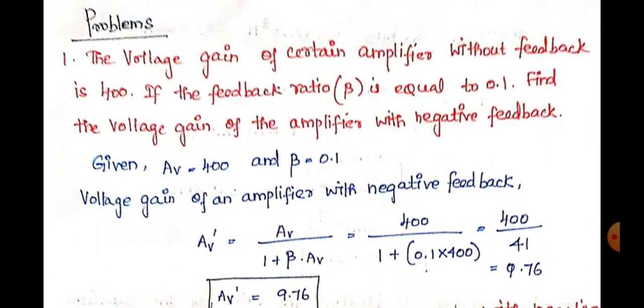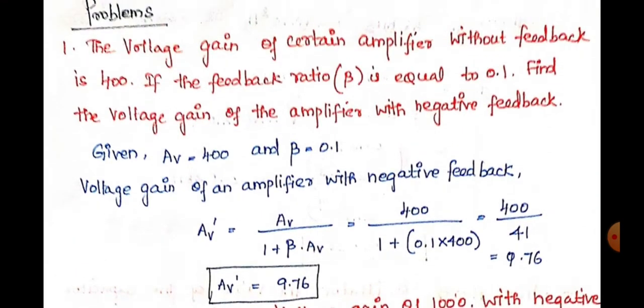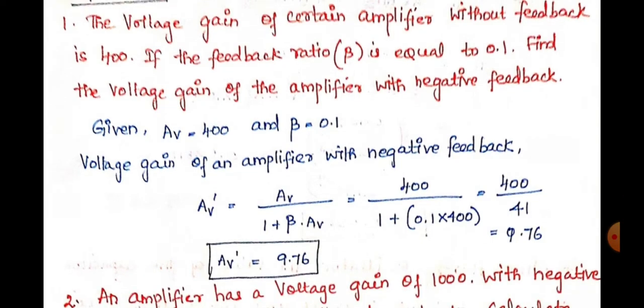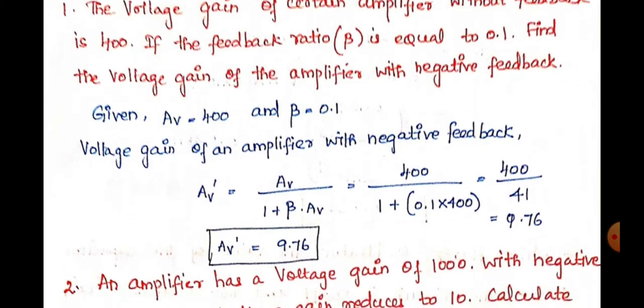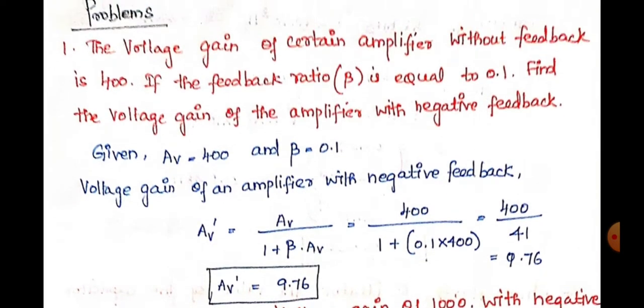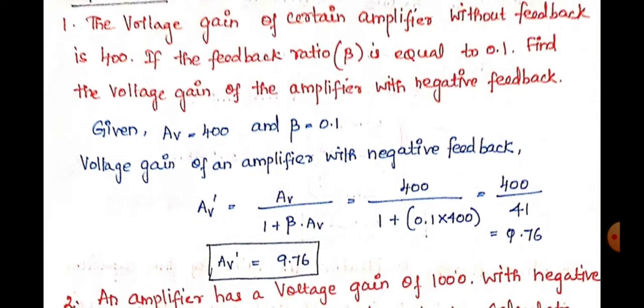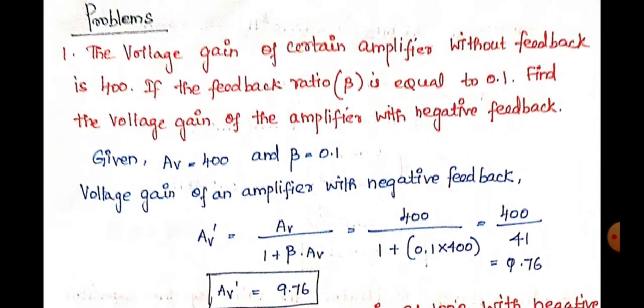First, the question: the voltage gain of a certain amplifier without feedback is 400. If the feedback ratio beta is equal to 0.1, find the voltage gain of the amplifier with negative feedback. So AV is the voltage gain of the amplifier without feedback, AV is equal to 400. Beta is the feedback ratio, beta is equal to 0.1, given in the question. So we are going to find the voltage gain of the amplifier with negative feedback.